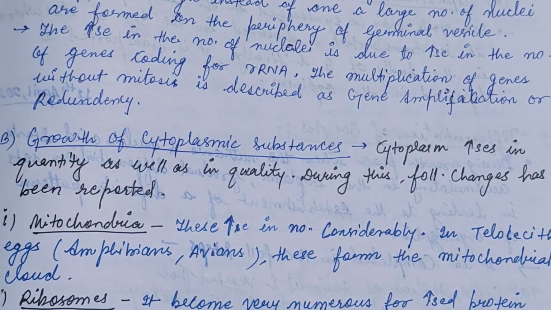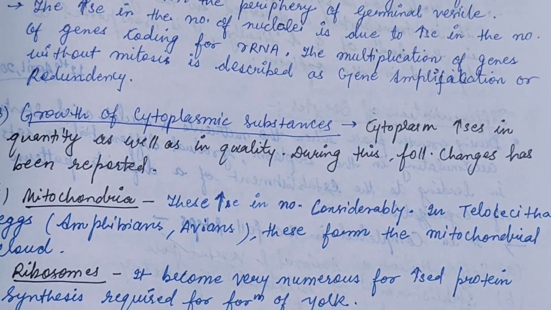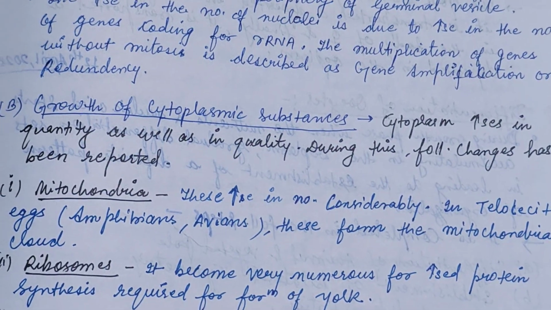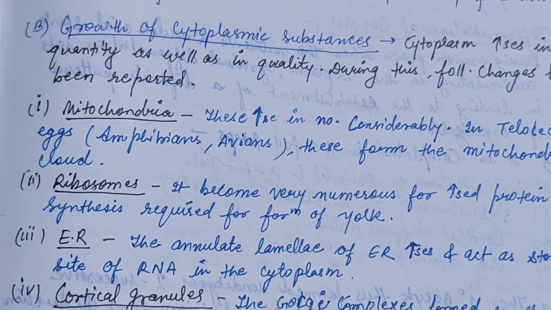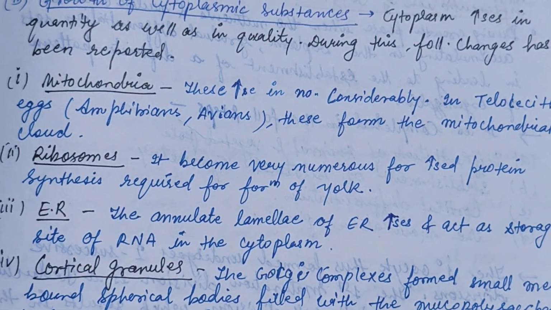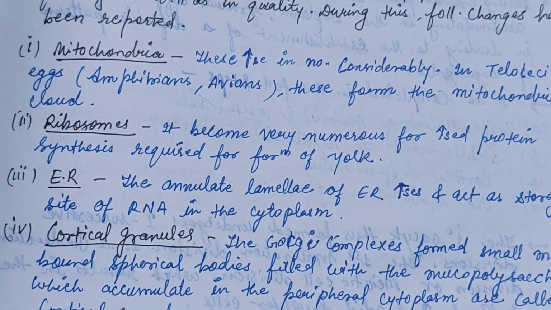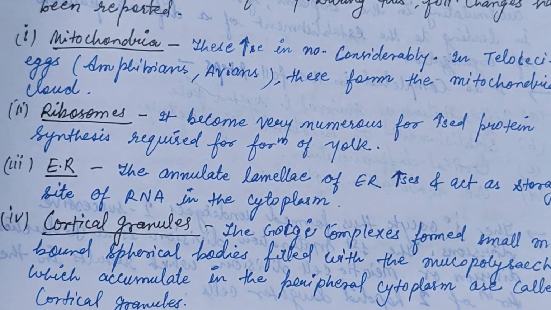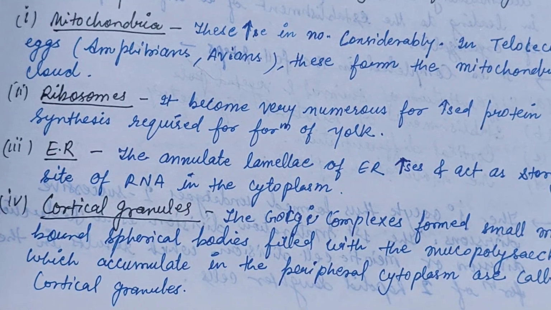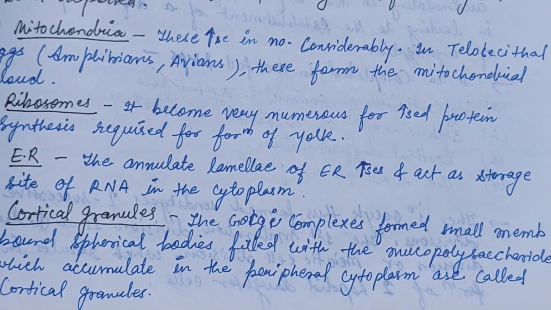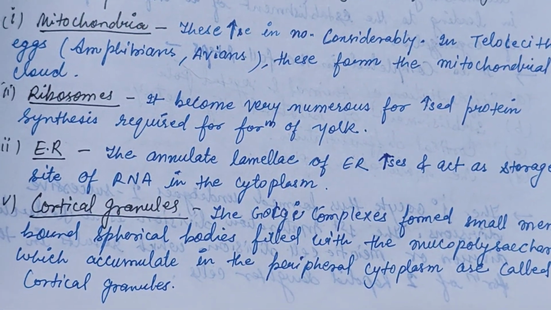Next is the growth of cytoplasmic substance. The cytoplasm increases in quantity as well as quality. During this, the following changes have been reported. The first is an increase in the number of mitochondria. Then the ribosomes become very numerous, with increased protein synthesis required for the formation of yolk. The endoplasmic reticulum increases and acts as a storage site of RNA in the cytoplasm.